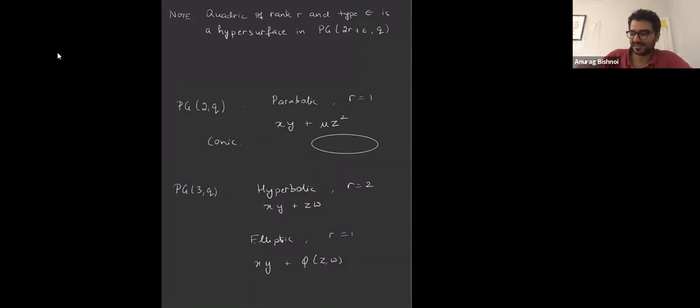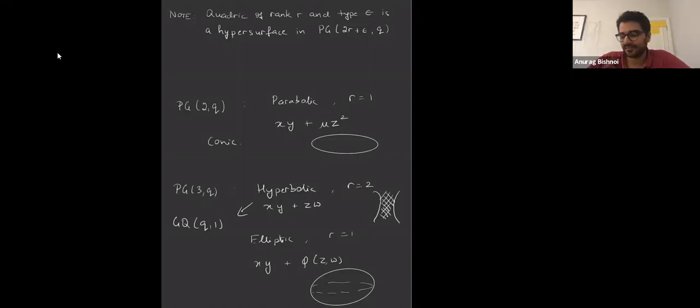If you try to draw them in the real space, they basically look like this ellipsoid thingy, this sphere sort of a thing. And this one sort of looks like this. You have these lines. You have a grid. In fact, because the rank is 2, this gives you a generalized quadrangle of order q comma 1. We mentioned that every rank 2 polar space gives you a generalized quadrangle.